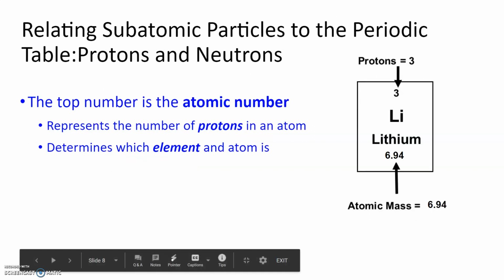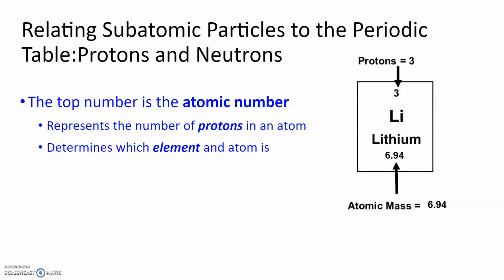Okay, so the top number is the atomic number. That number tells us the number of protons. So in our Bohr model, we drew 3 red protons with white crosses, and that tells us that there are 3 protons, which means it has to be lithium. The protons tell us which element the atom is. If an atom has 3 protons, its identity is always lithium. If it has more than 3 protons, it's not lithium. If it has less than 3 protons, it's not lithium. And so that atomic number becomes very important for us to know.